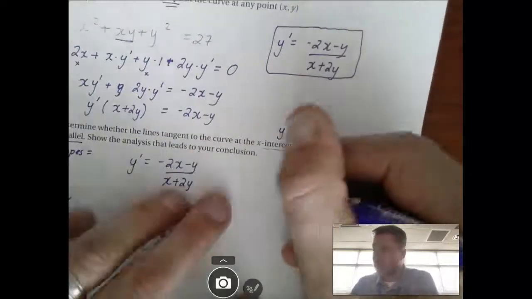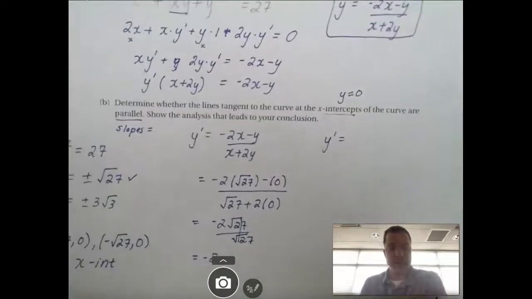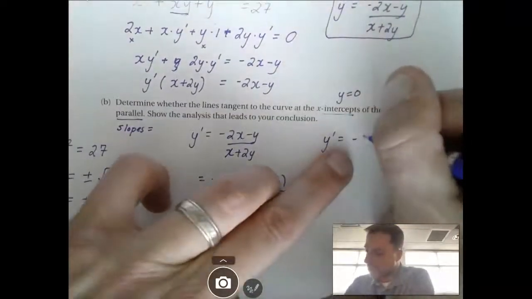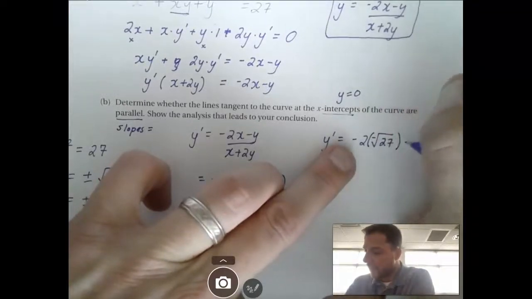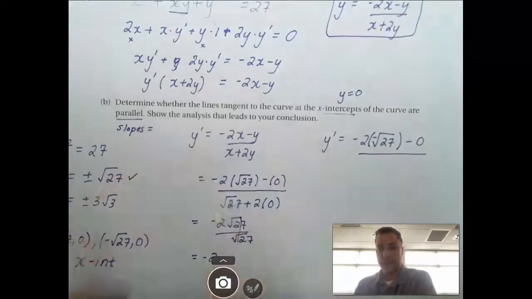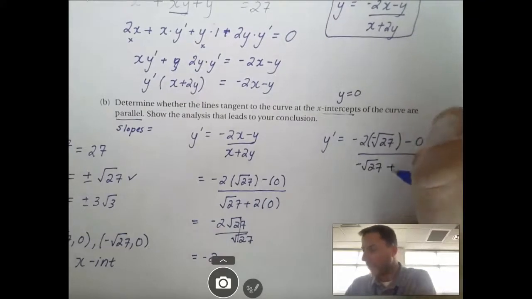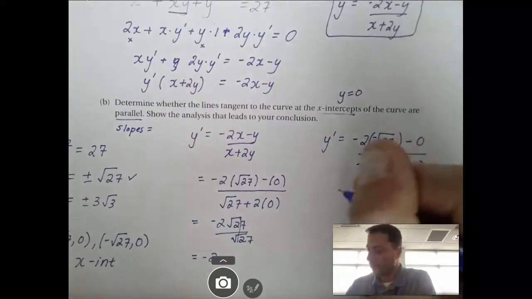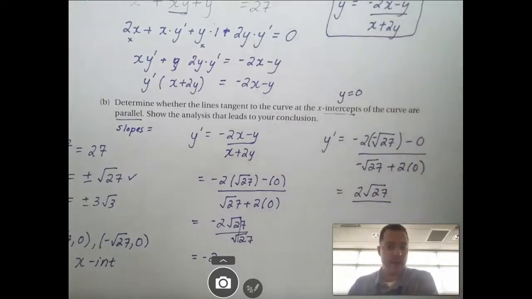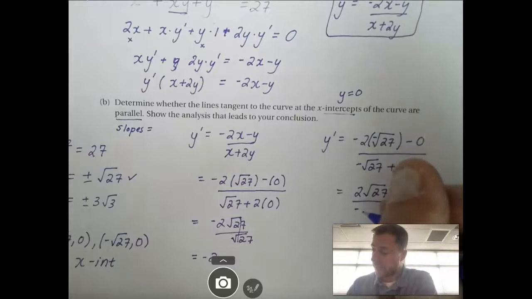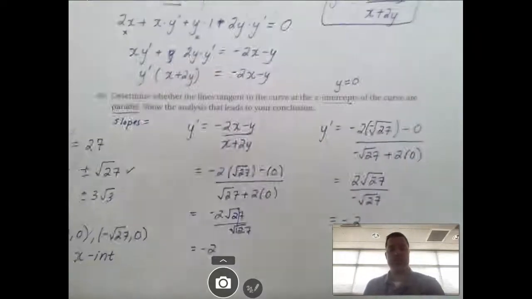Let's see if it works out for the other one. So now we're going to plug in negative root 27. So we're going to have negative 2 times negative root 27 minus 0 over negative root 27 plus 2 times 0. Now the numerator becomes 2 root 27. Now that's different than the other one, but our denominator is negative now. So you get negative 2 as well.